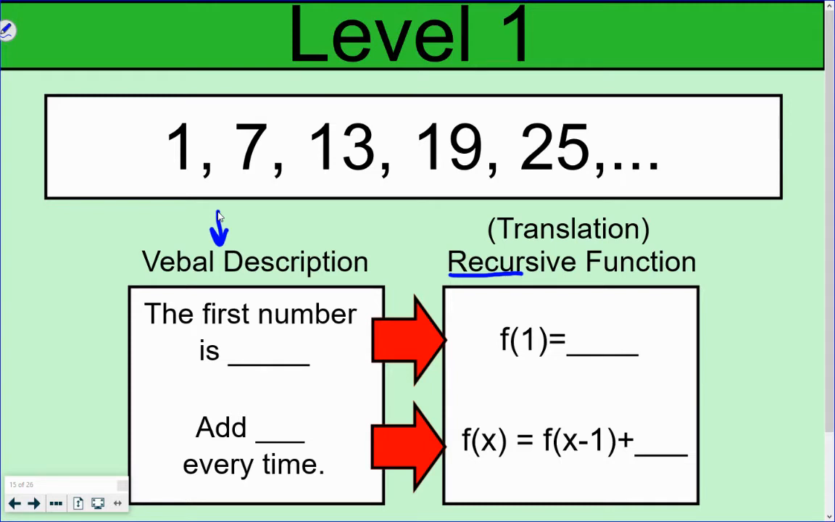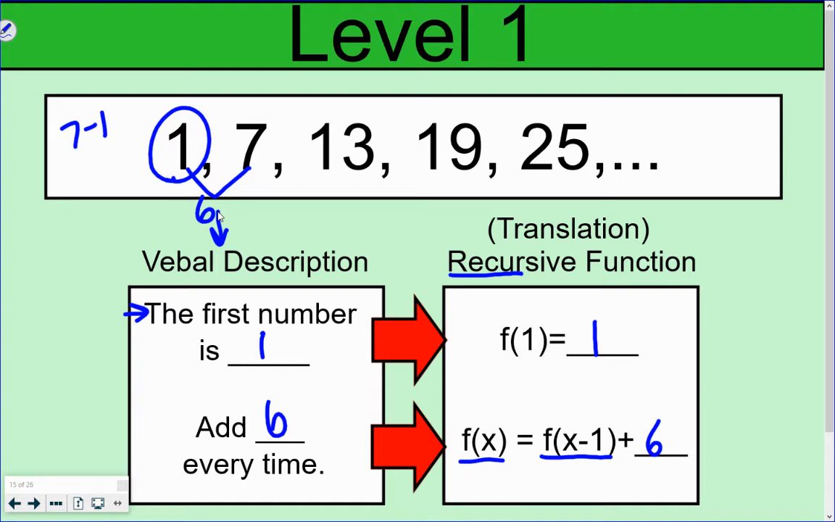So first I need to look up here, and the question asks me, the first number is, there it is, it's 1. And then what am I adding every time? Well, from 1 to 7, let's say I don't know what that is. 7 minus 1 is 6. Okay, so I'm adding 6 every time. So what does that look like in my function? First, I would say f of 1 equals 1. And then I'm going to say, if I want to find a number, I'm going to take the one before it, and I am going to add 6.